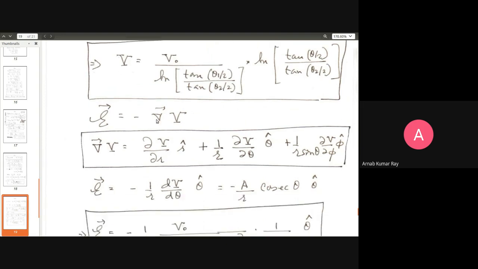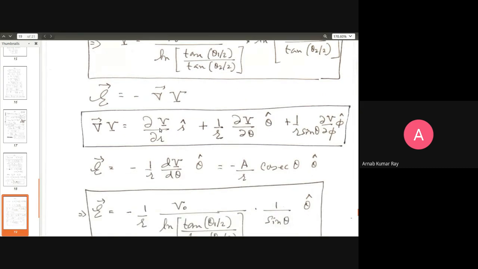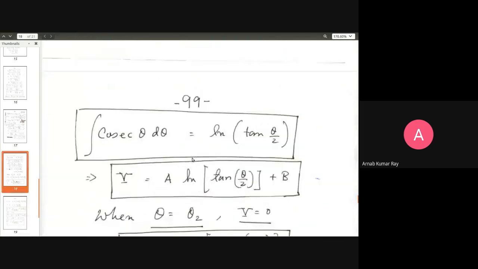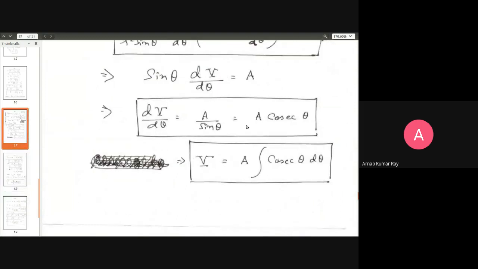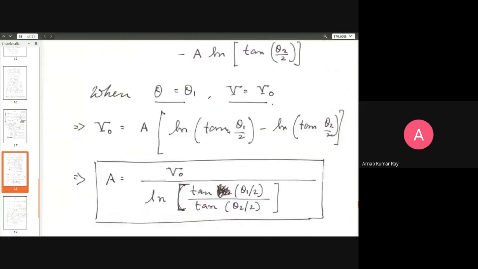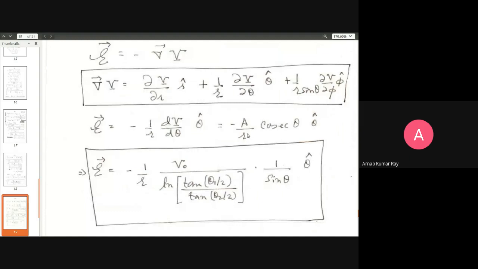E is the negative gradient of the potential function. As you can see, we are dealing with V as it depends only on theta, not on R, not on phi. So this will vanish and this will vanish, and we will just be left with minus 1 upon R dV d theta, theta cap. And dV d theta, just a while ago, we solved for that. dV d theta is equal to A cosec theta. And so that is what we have: minus A cosec theta by R, theta cap.